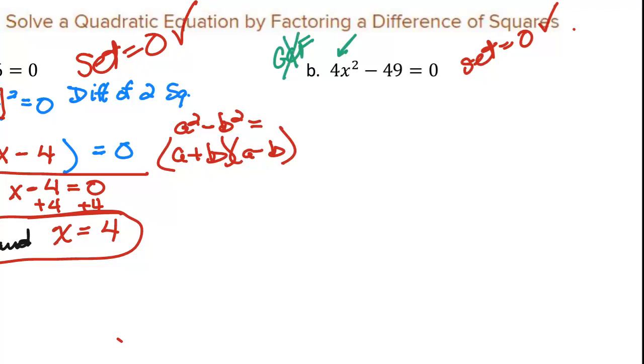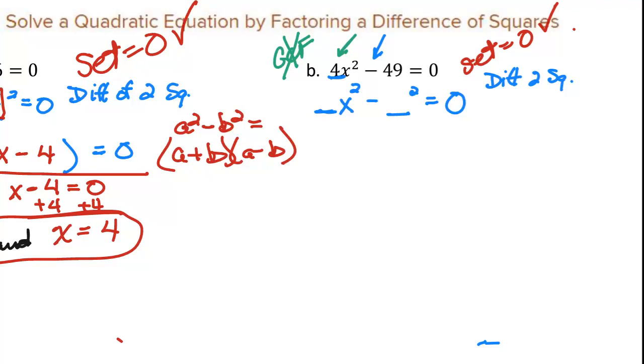I have 2 terms with a subtraction in between. So we are going to try difference of 2 squares. Okay. Now we got the x squared here. So I need to come up and say, okay, what number squared or to the second power gives me 4?